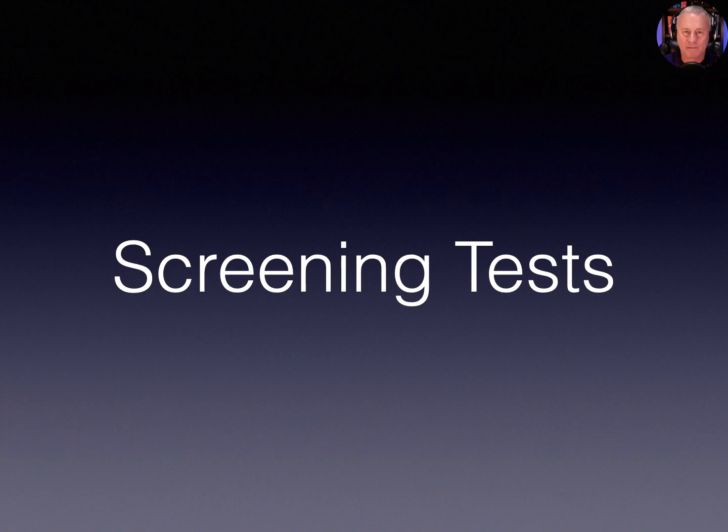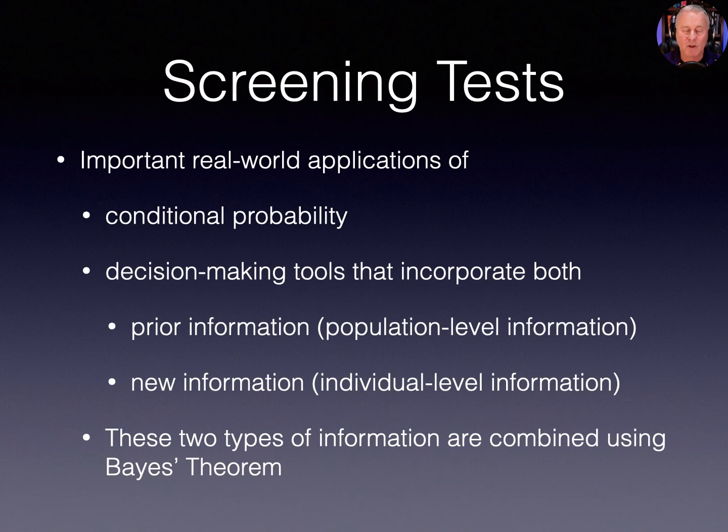Welcome back. In this lecture, we're going to be looking at an important application of probability, and that application is screening tests. Now, screening tests are important real-world applications of conditional probability. Screening tests are decision-making tools that incorporate both prior information, information from some population of interest, and new information about specific individuals from that population. Now, these two types of information are combined using Bayes' theorem.